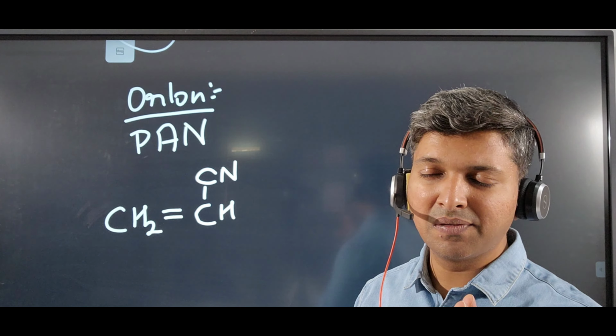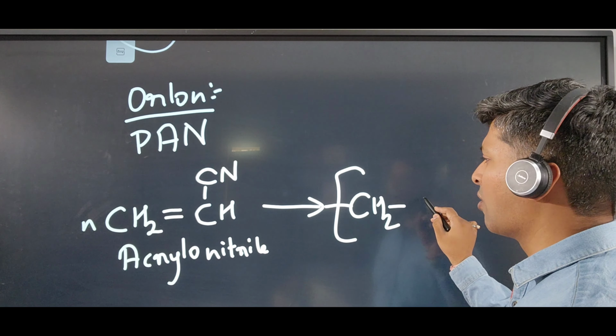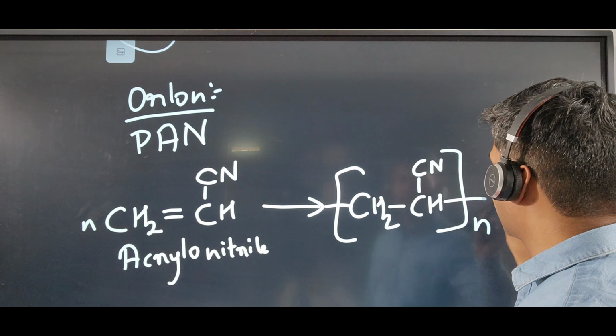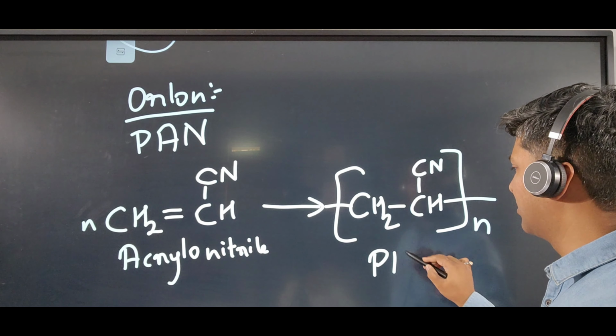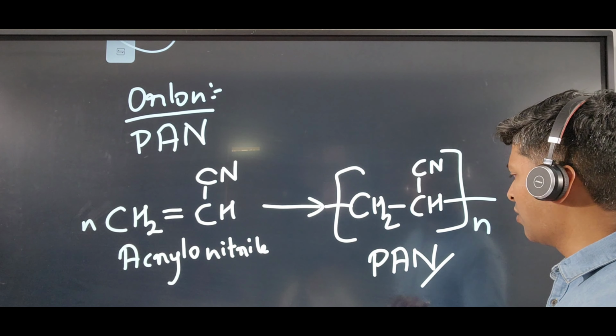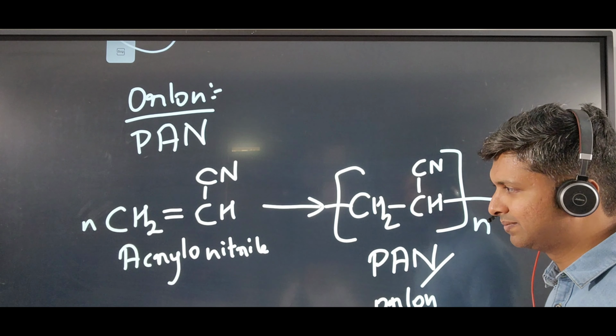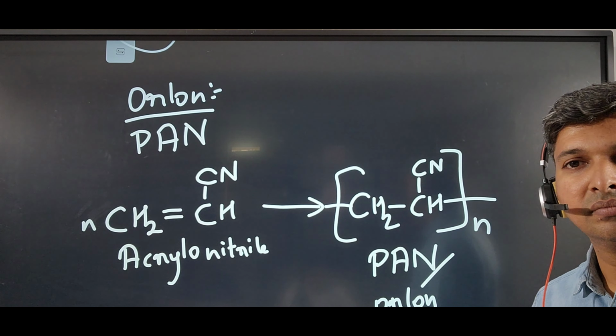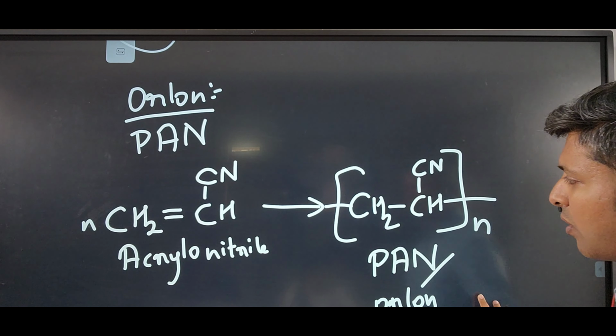Nothing, it is very easy. Take n times, and then CH2 single bond CH CN, n times. So this will become what? Polyacrylonitrile, which is called what? Orlon. Okay, so this is the preparation of Orlon.